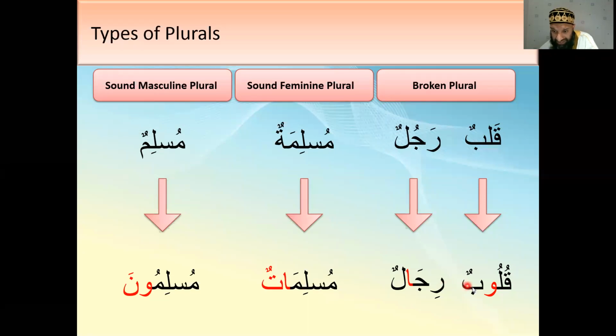But if you see here in these examples, it's totally broken. A letter has come in the middle and destroyed the structure of the word. It becomes another word. These are broken plurals. Broken plurals are harder. We're not going to do broken plurals in this course, but we are going to do sound masculine and sound feminine plurals because you need them in the Quran. We're going to do the stuff that is easier to grasp first, inshallah.